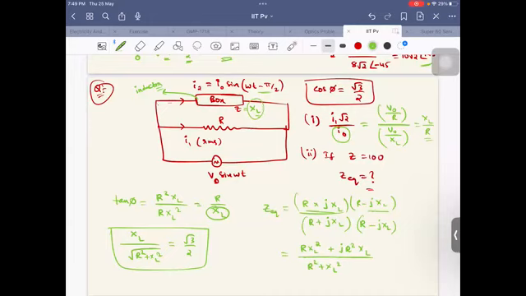So if cos phi is root 3 by 2, that means theta is 30 degrees. If theta is 30 degrees, what is tan 30? 1 by root 3. So R by XL is 1 by root 3, which means XL by R is how much? Root 3. Is it clear?